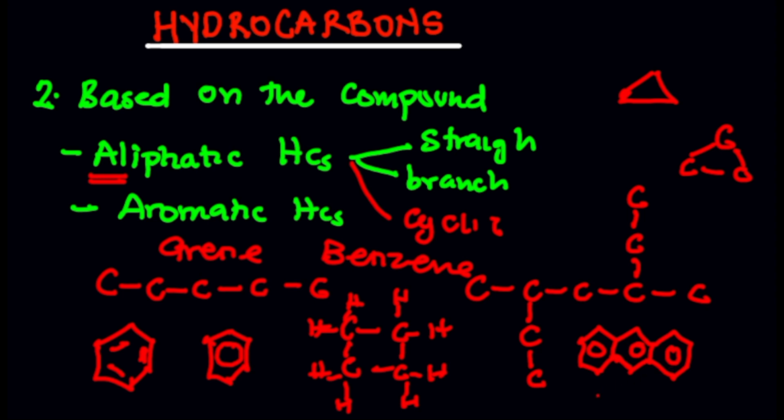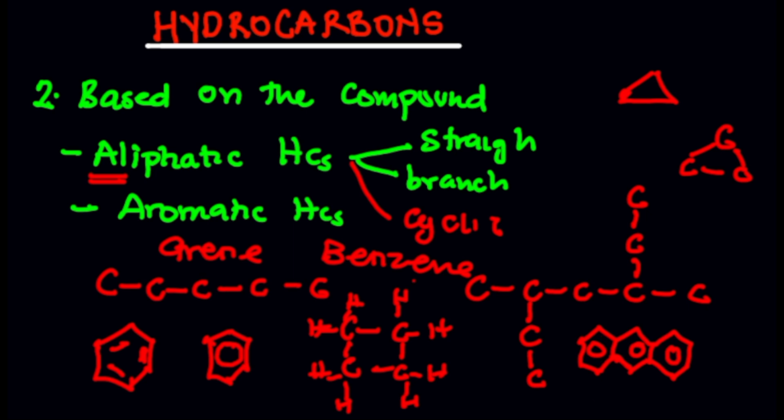So that's just it under aromatic hydrocarbon and aliphatic hydrocarbon. These are the two classifications I'm going to be giving you, because generally all other types of hydrocarbon actually fall under classification based on the bond, which is unsaturated hydrocarbon and also saturated hydrocarbon.